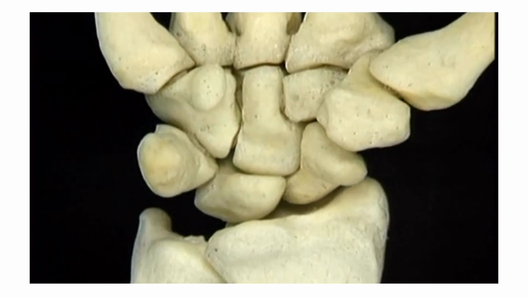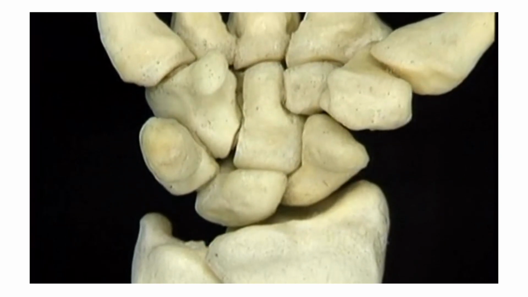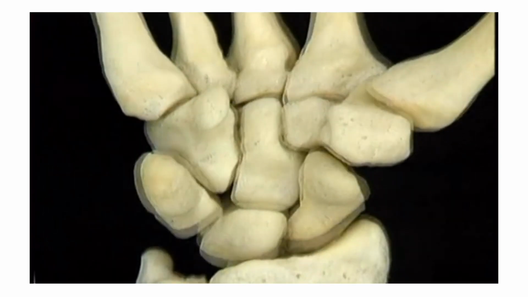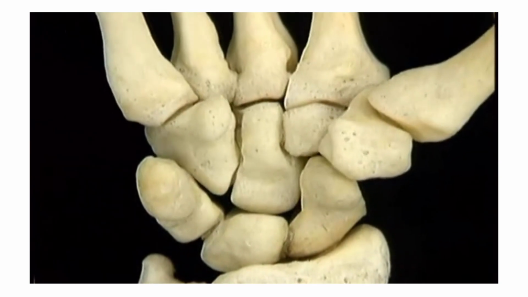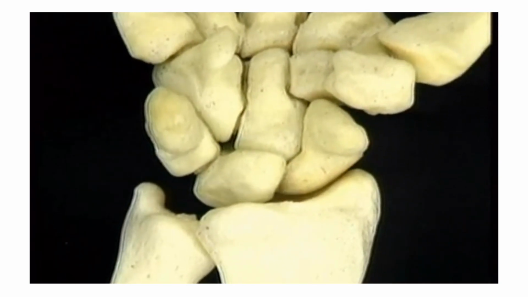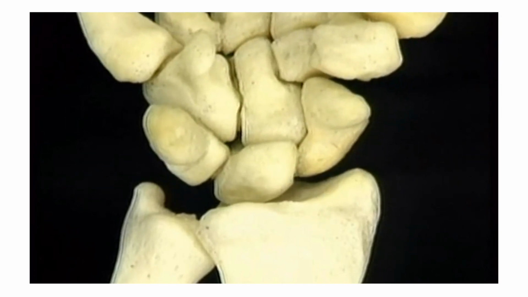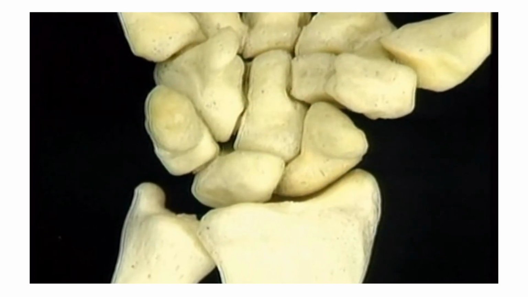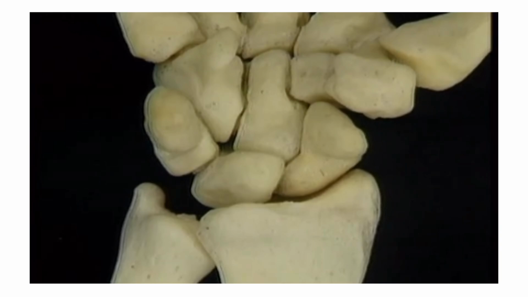When flexion and extension occur at the wrist, the movement happens partly at the radiocarpal joint and partly at the midcarpal joint. When radial deviation and ulnar deviation occur, the action happens mainly at the radiocarpal joint.